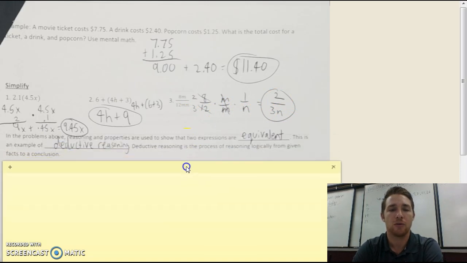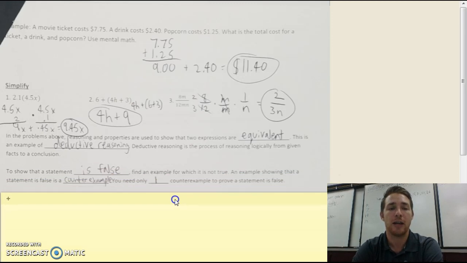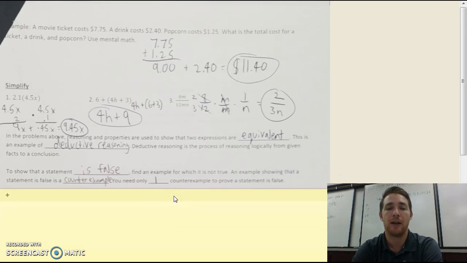So looking at our next rule, in the problems above, using reasoning and properties, we showed that two expressions are equivalent. Again, equivalent means that they're going to be equal. This is an example of something we call deductive reasoning. Deductive reasoning is where we can reason logically from some given facts and reach our conclusion. Again, just using logic and using those facts. So to show a statement's false, all we have to do is find an example where it's not true. An example showing that a statement is false is a counterexample, so that's your example that shows it is false. You only need one counterexample to prove something's false.